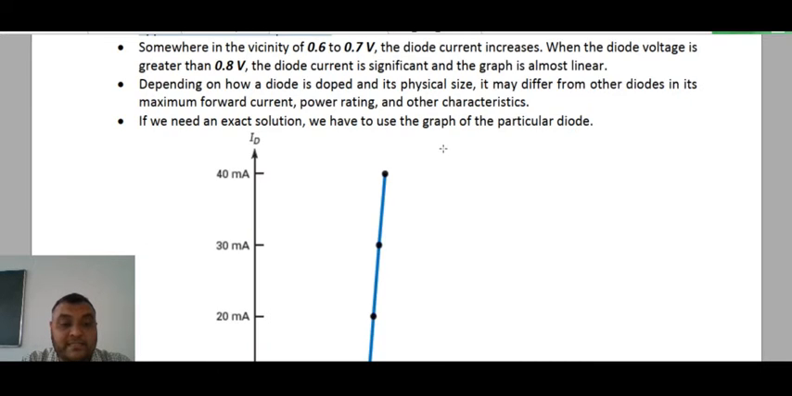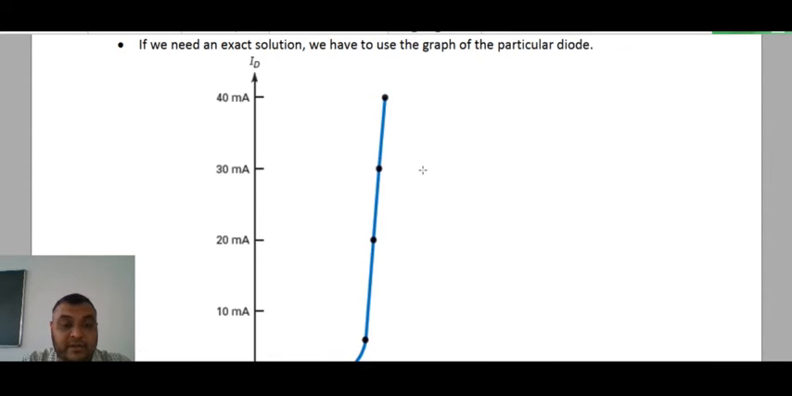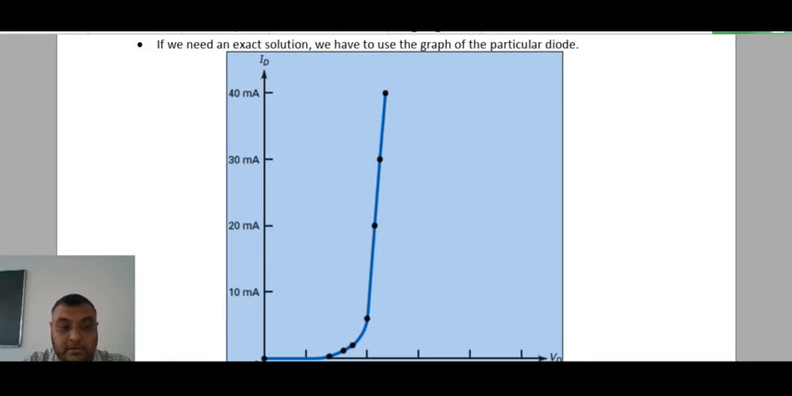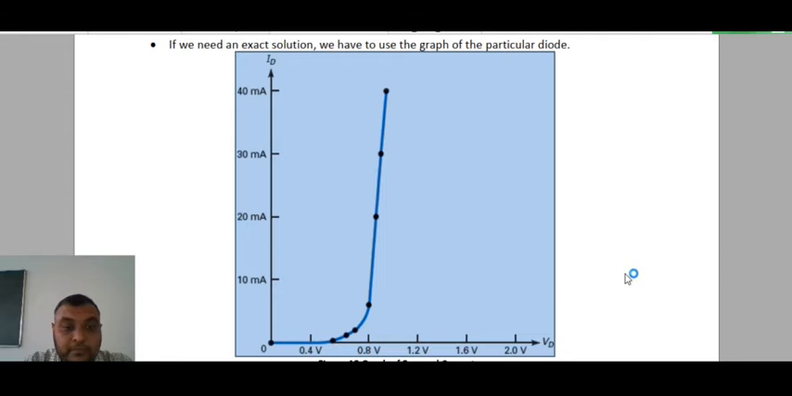Okay, so where is the ID and VD? In this figure, I will make it a little small so you can easily see. This is your diode current, given on the y axis, and on the x axis the diode voltage is given. The diode voltage in that graph goes up to 2 volts, and your diode current reaches a maximum of 40 milliamperes.